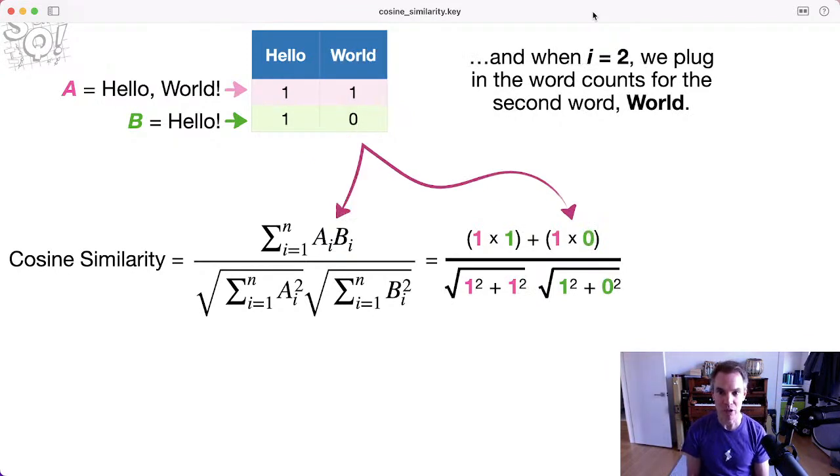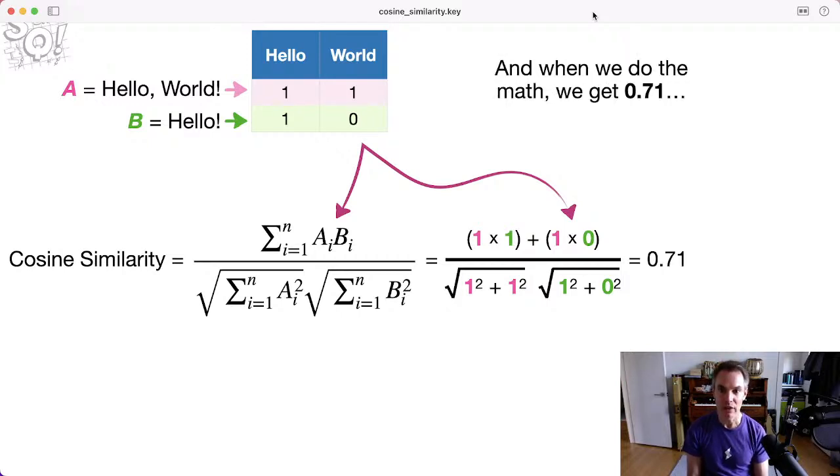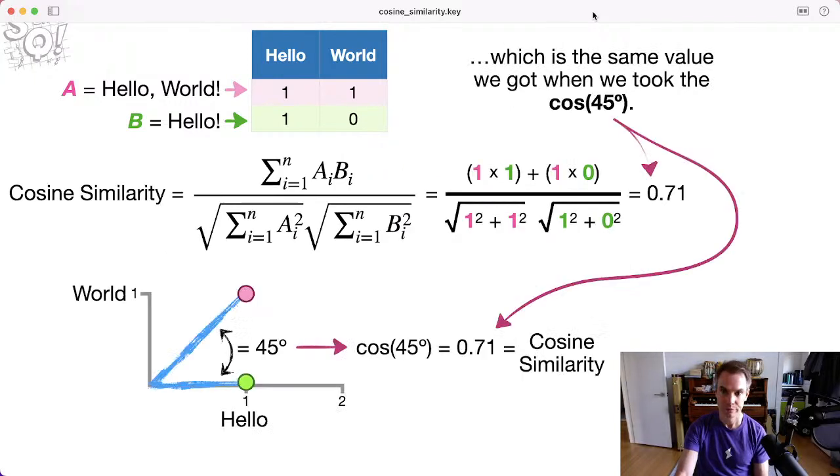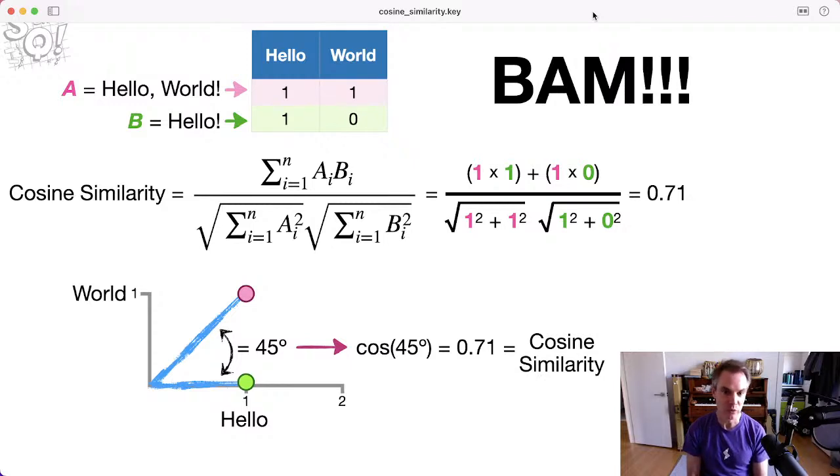And when i equals 2, we plug in the word counts for the second word, world. So again, we've got A times B in the numerator, so 1 times 0 because world doesn't occur in phrase B. And in the denominator, in those square root functions, we've got A squared, which is 1 squared, and then we've got B squared, which is 0 squared. And when we do the math, we get 0.71, which is the same value we got when we took the cosine of 45 degrees. Bam! So we know that this fancy looking equation for the cosine similarity works. It's doing exactly what we thought it was going to do.